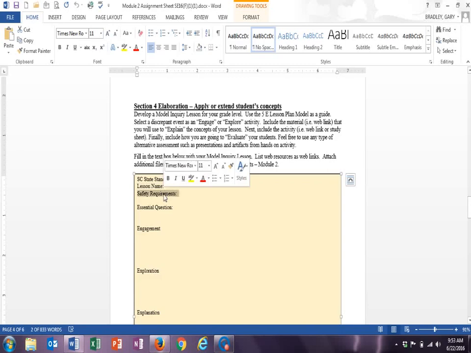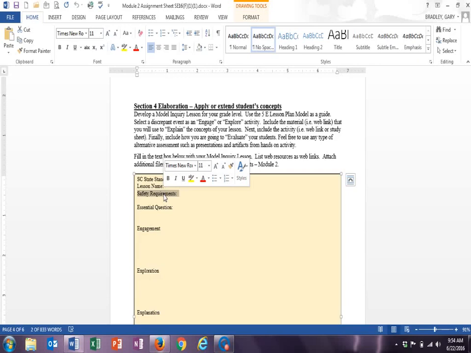Safety requirements: do they need gloves? Do they need goggles? Do they need closed-toed shoes? What safety requirements would you want to have in this lesson? Of course, your essential question, and that is the question that you want your students to be able to answer at the end of your lesson, having all that great information that you've just shared with them. What is the question that you want them to be able to answer at the end of your lesson? That is the essential question.